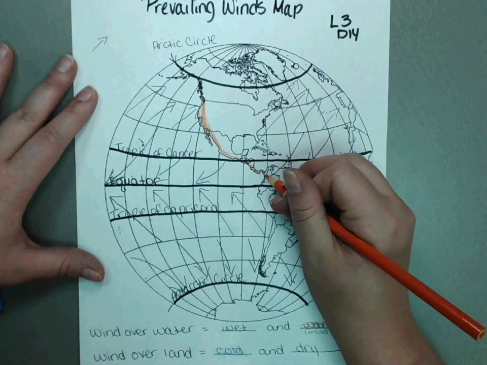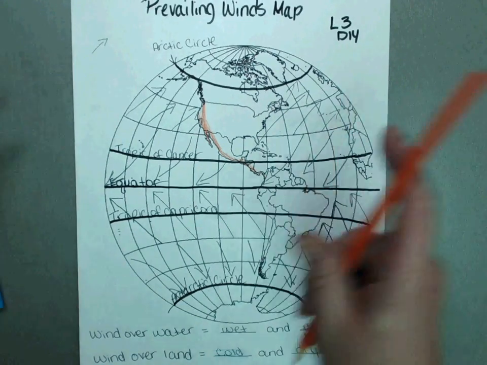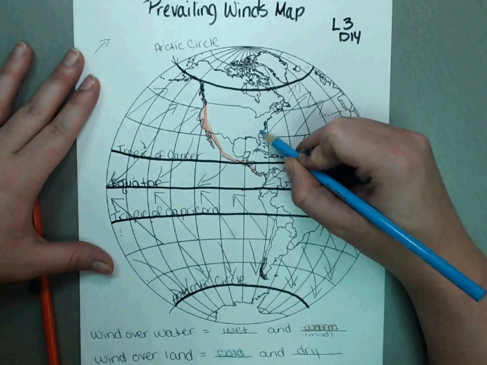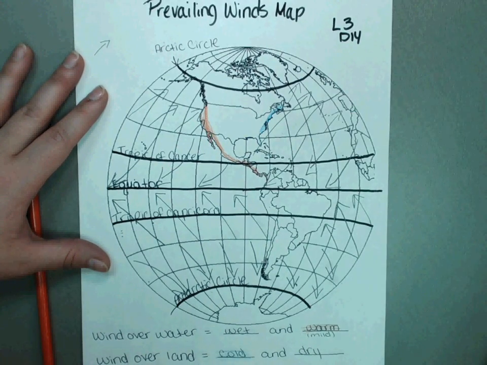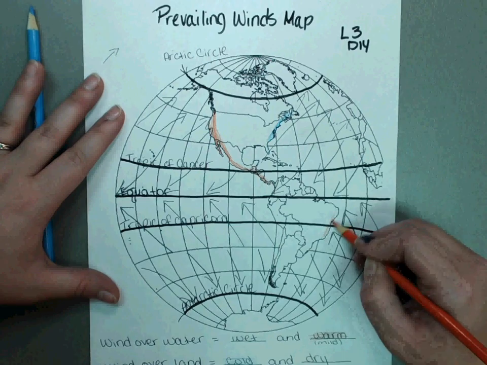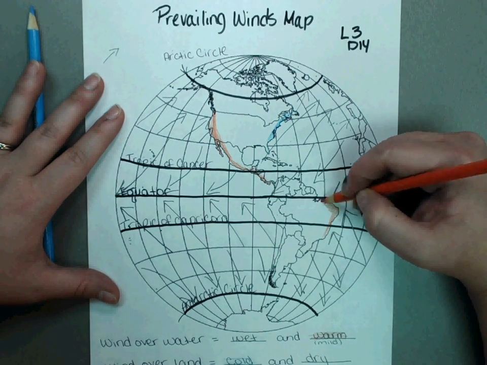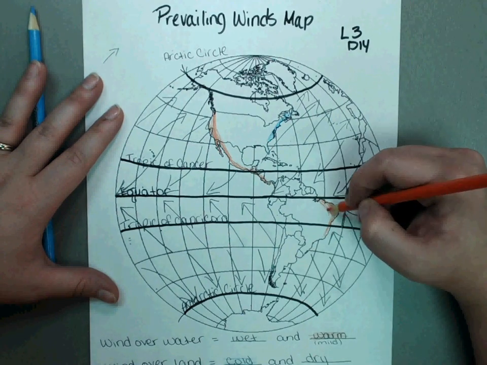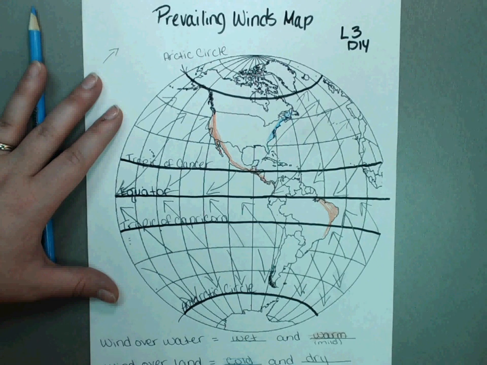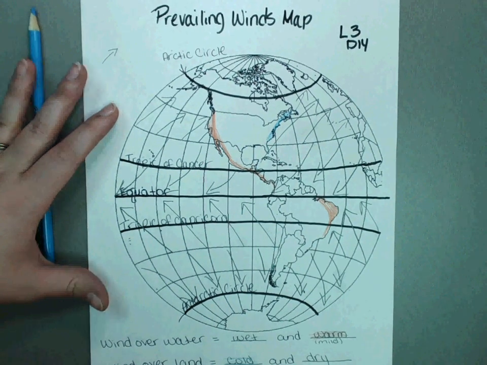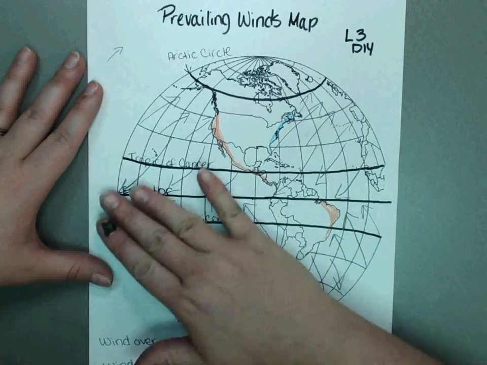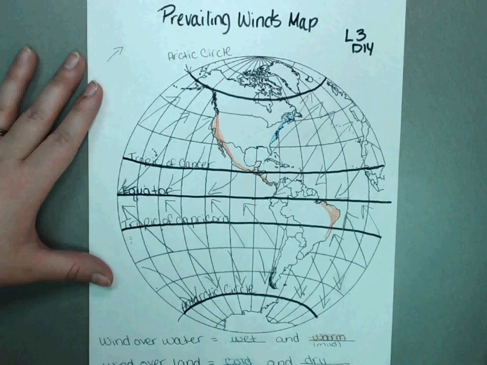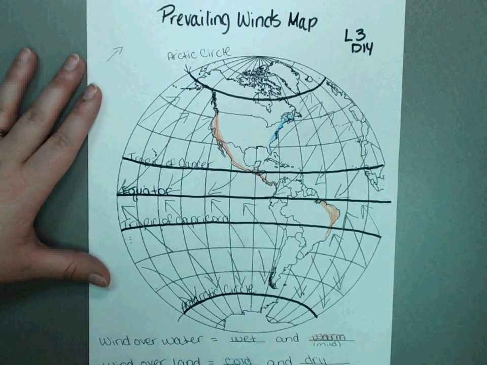So just all that way in the United States. It's not going to be pretty, it's not going to be perfect. Coming off the water here, sorry. Again, I want to emphasize, it's not pretty, it's not perfect. You can see just a little bit of the orange, a little bit of the blue. Wind over the water is warm and wet. Wind over the land is cold and dry.